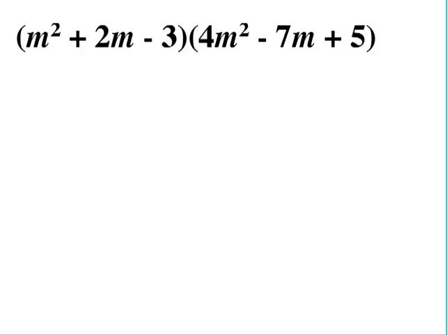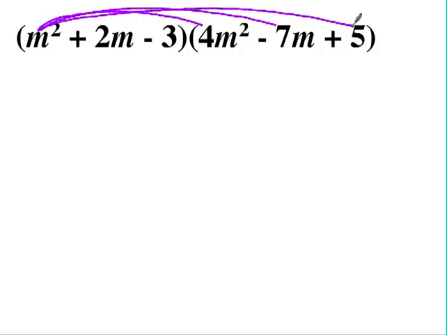That one's a trinomial times a trinomial. So basically we're going to do the same thing that we did on the problem before, except instead of distributing 2 terms, I'm going to distribute 3. I'm going to start with the m squared and take it times this, and times this. So what do you get from the first bunch? 4m to the 4th.